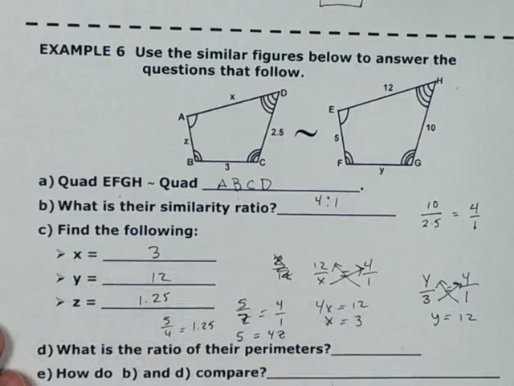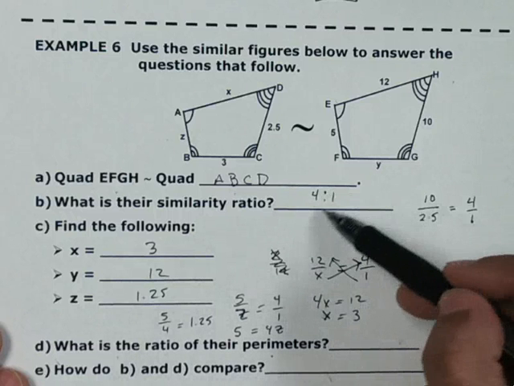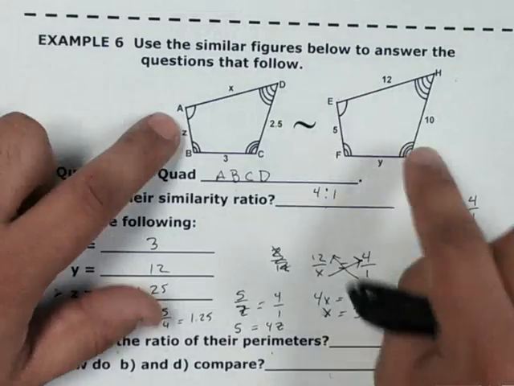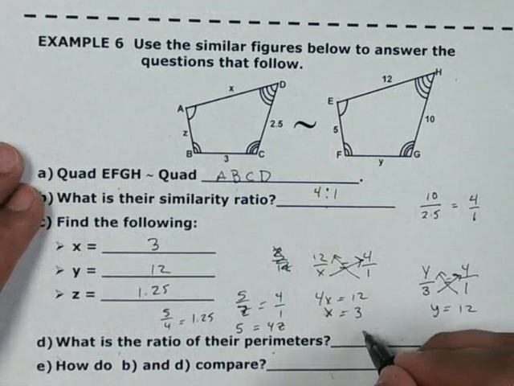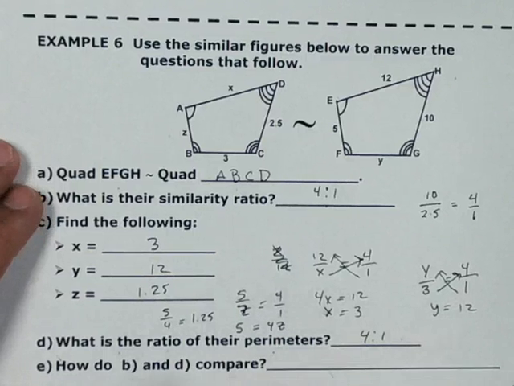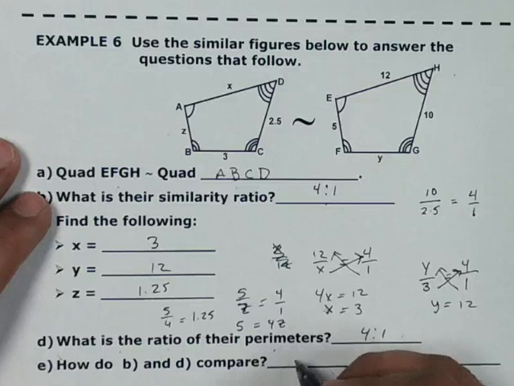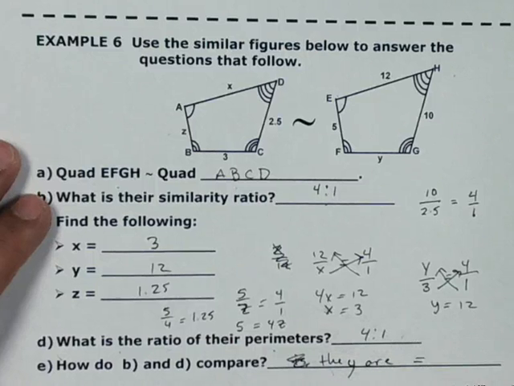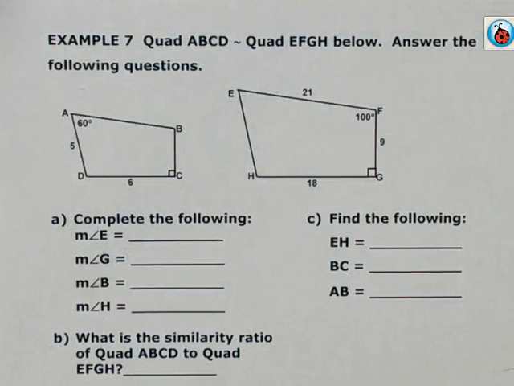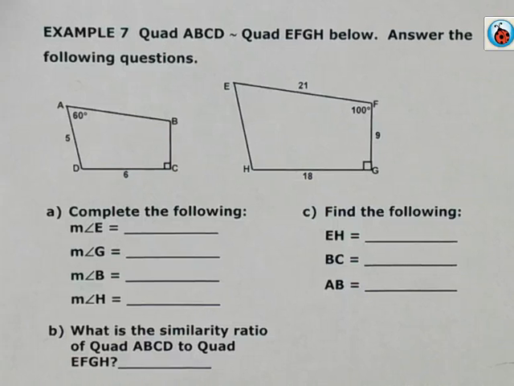Right. Now, what's the ratio of the perimeters? The perimeter is actually going to have the same similarity ratio as the corresponding sides. So that's going to be 4 to 1. How do they compare? Well, that's the same. The ratio between the sides and the ratio of the perimeters is the same. Actually, that's right. They are equal. All right, I want you to try example number 7 on your own. You can compare your answers or ask me to check them for you when you get this one done.